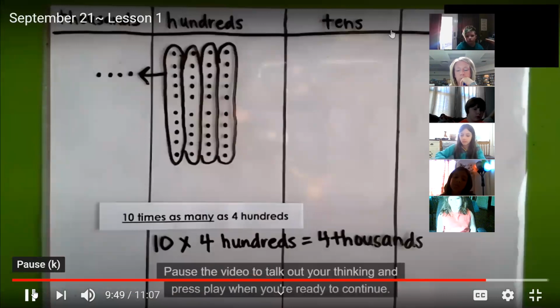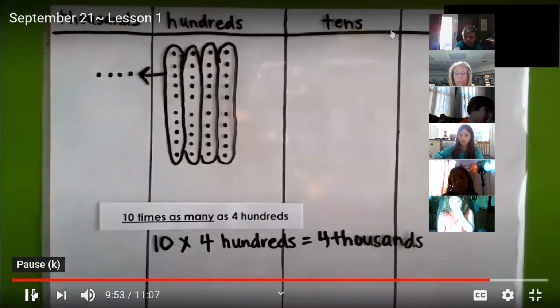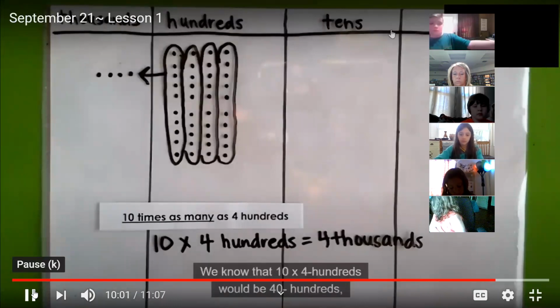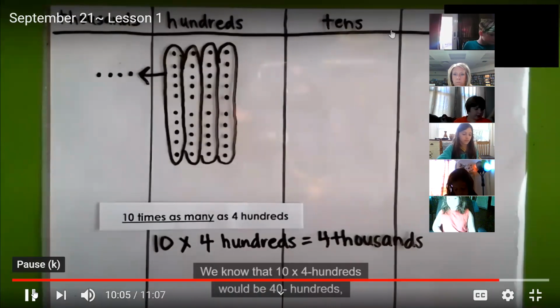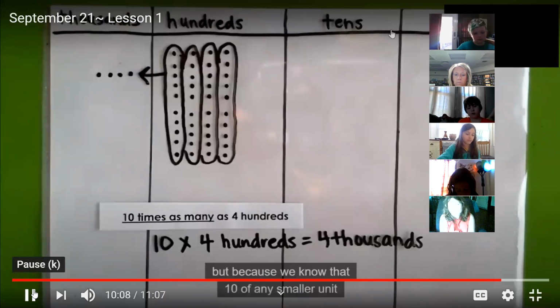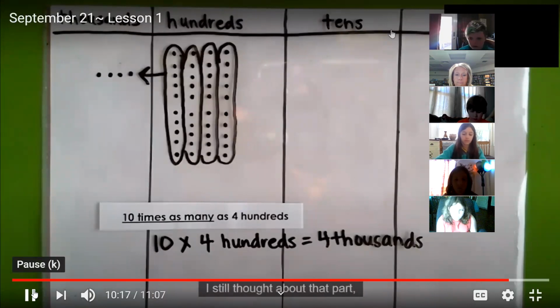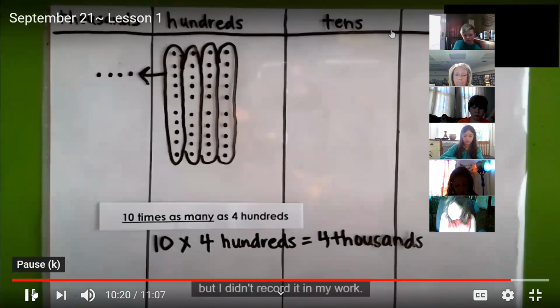Pause the video to talk out your thinking and press play when you're ready to continue. You may have noticed that this equation leaves out 40 hundredths. We know that 10 times 4 hundredths would be 40 hundredths. But because we know that 10 of any smaller unit gives us 1 of the next larger unit, 40 hundredths equals 4,000. I still thought about that part, but I didn't record it in my work.